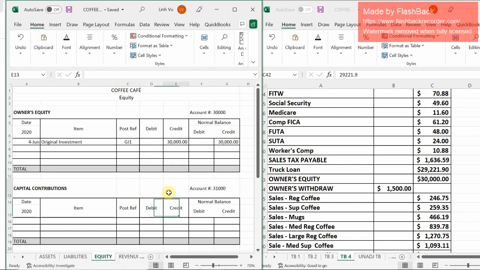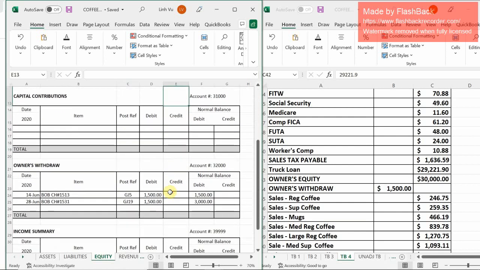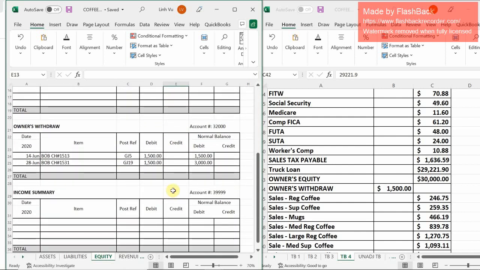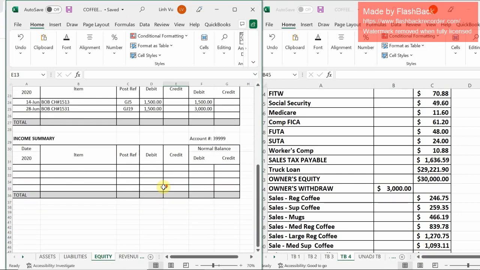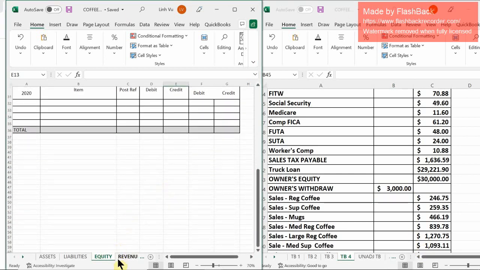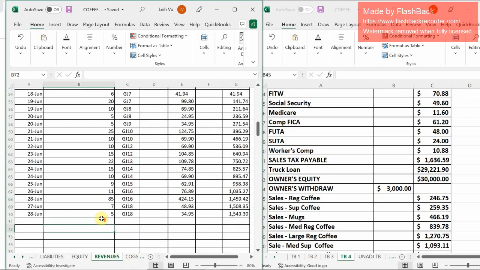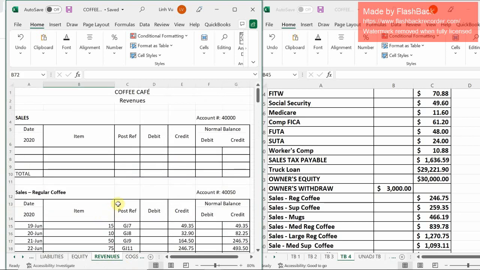However, we just incurred another withdrawal, which increased my owner's withdrawal to a total of $3,000. Okay? And no income summary yet. Okay? Next is going to be calculating all of our sales.